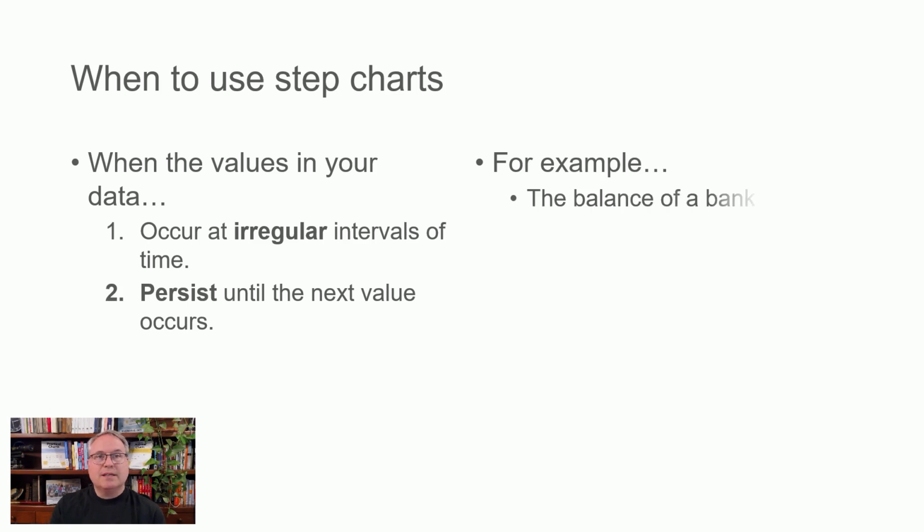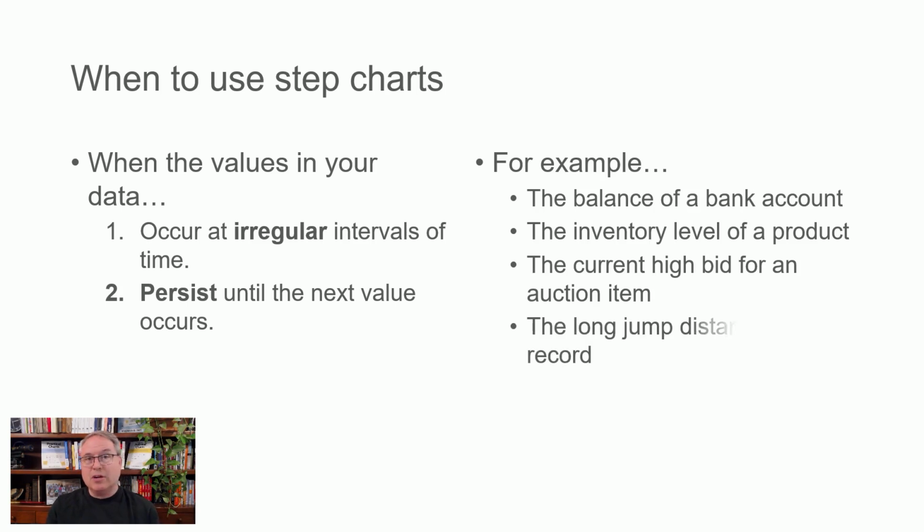And when you know this, you start to see these irregular persistent time series all over the place, in things like the balance of a bank account, the inventory level of a product, the current high bid of an auction item, the current long jump distance world record. And this is what I've been teaching for a number of years.